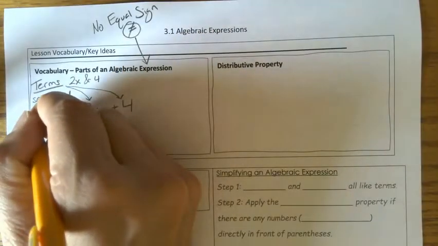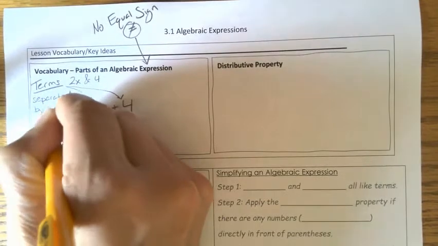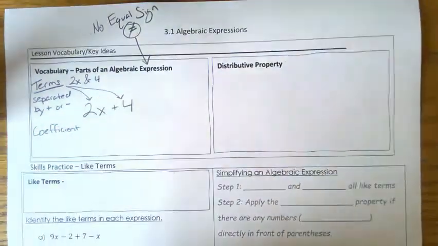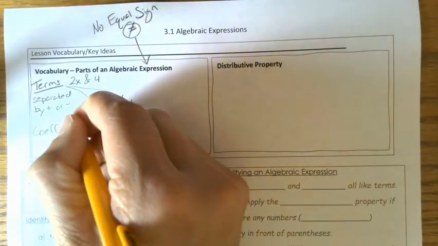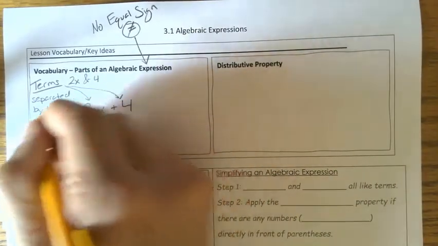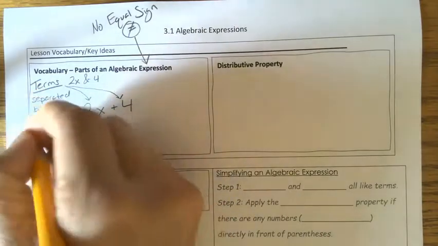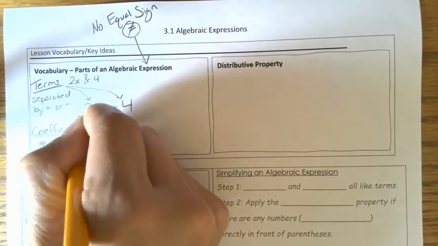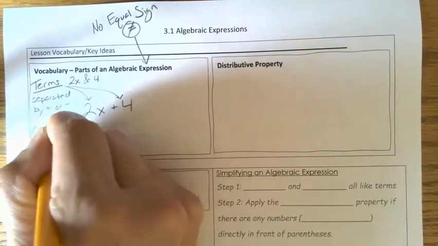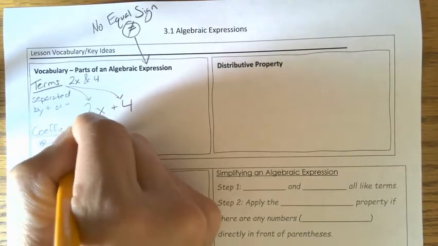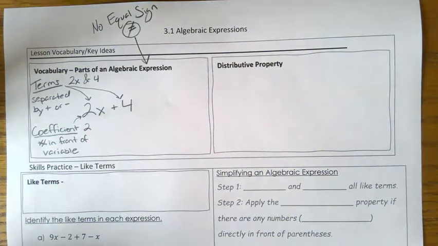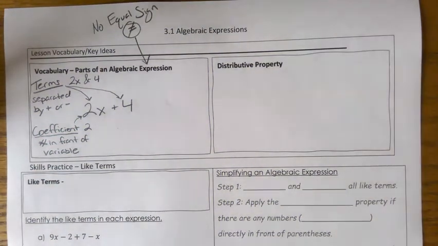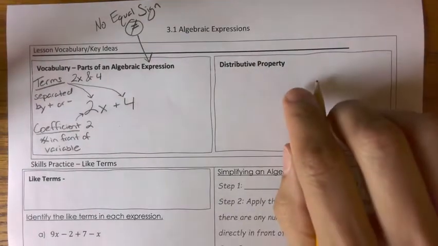Some other things are the coefficient. You should have seen this in the entry ticket reviewing this. 2 is the coefficient here. Remember, coefficient is the number in front of the variable. It's that multiplier. Or 2 multiplied by something, so 2 of those x's.